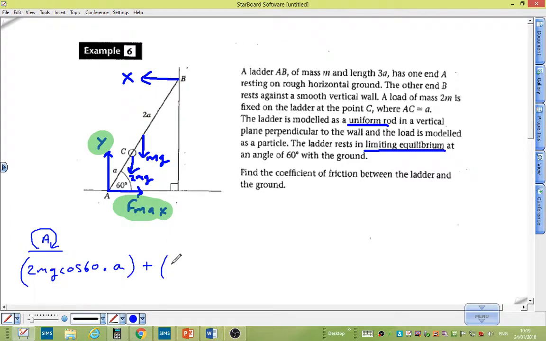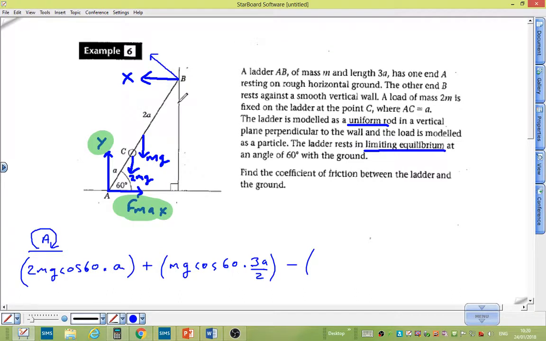The component is mg cos 60 again, multiplied by its perpendicular distance, because it's uniform, it's 3a over 2. And the x, the reactional force at B, is negative because it's going anti-clockwise. So minus. Now the component, you can either bring this across and work out the height here using trig. That'd be quite straightforward.